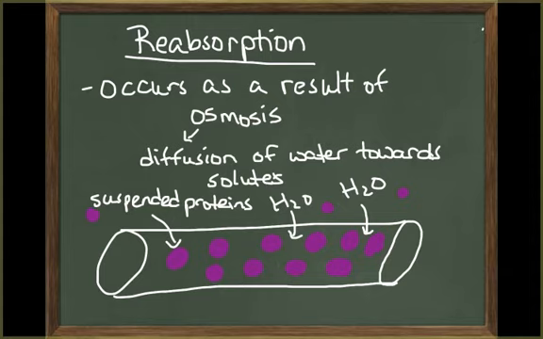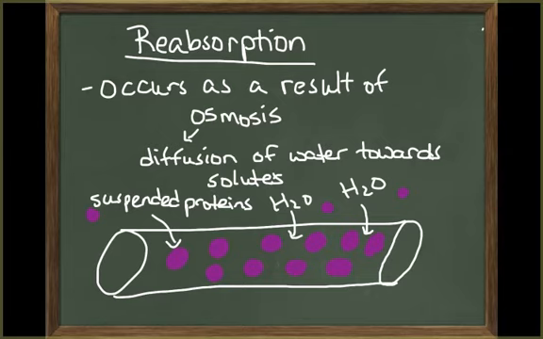Reabsorption occurs as a result of osmosis. Osmosis is the diffusion of water across a selectively permeable membrane where water moves from high water concentration to low water concentration, or water moves from low solute concentration to high solute concentration. In other words, water diffuses towards the solution containing the higher solute concentration.